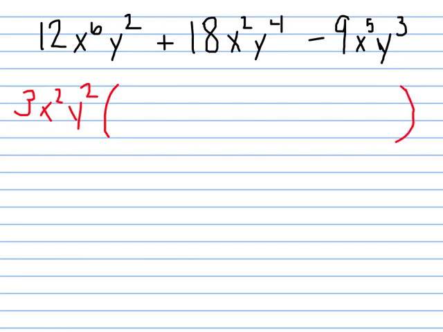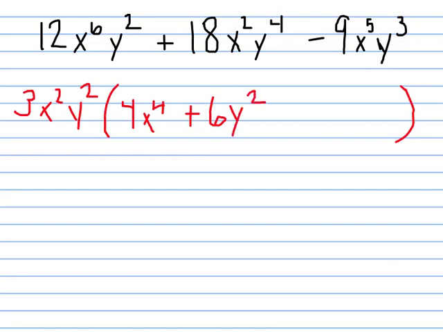Alright, so now we're going to pull out each one of those from each term. So 12 divided by 3 is 4. X to the 6th divided by x squared would be x to the 4th. Y squared divided by y squared cancels all the way out, so we don't have any more y's. Alright, so we're done with that term. Let's go on to the next term. 18 divided by 3 would be 6. X squared divided by x squared, the x's cancel out, so we have no more x's there. And then y to the 4th divided by y squared is y to the 2nd power.